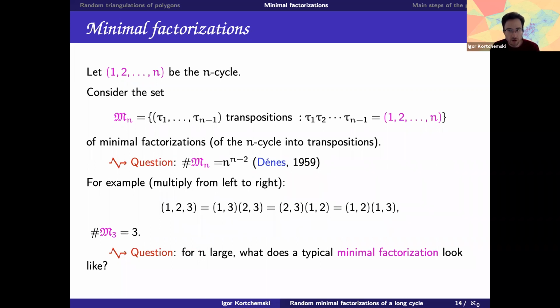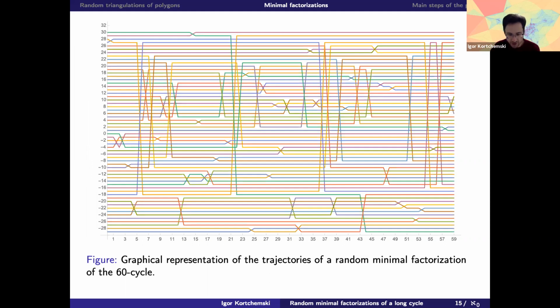And the question we were interested in with Valentin was the following. For n very large, what does a typical minimal factorization look like? Before being more precise, here is a simulation for n equals 60, where the numeration is not between 1 and 60, but between minus 29 and 30 for practical reasons.